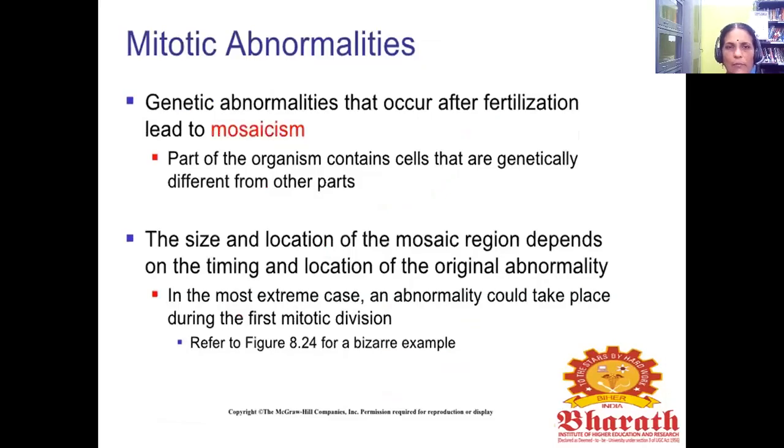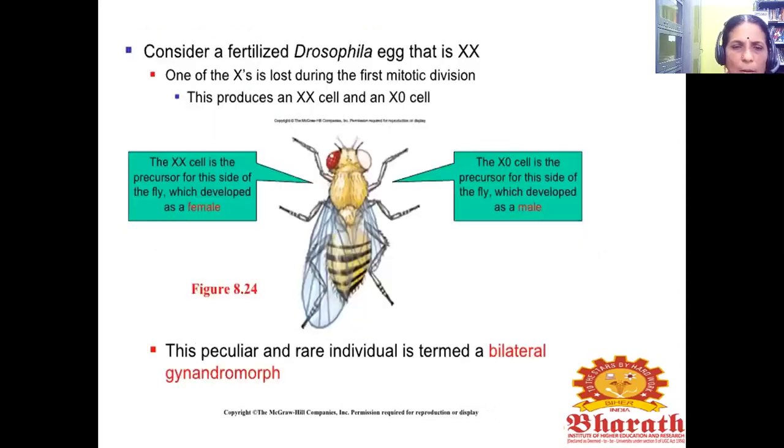Next is mitotic abnormalities. The genetic abnormalities that occur after fertilization lead to mosaicism, so part of the organism contains cells that are genetically different from other parts. The size and location of the mosaic region depends on the timing and location of the original abnormality. In the most extreme case, an abnormality could take place during the first mitotic division.